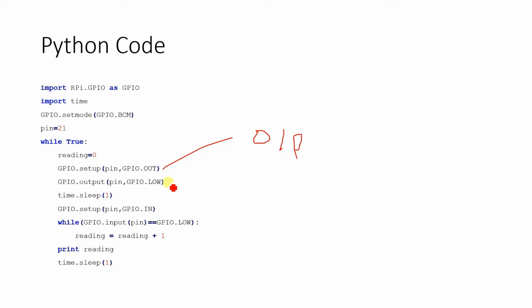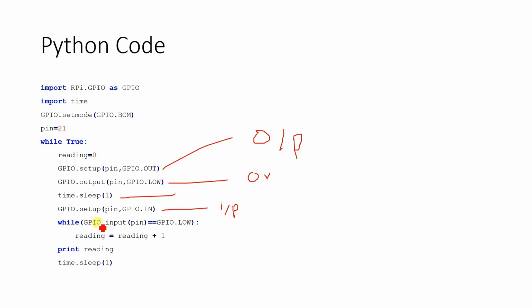Next, we write the pin to 0 volt. That will ensure that the capacitor gets completely discharged. We also wait here for 1 second so that the capacitor is discharged completely. And then we make the particular pin work as an input pin, a tri-stated input pin, you can see.